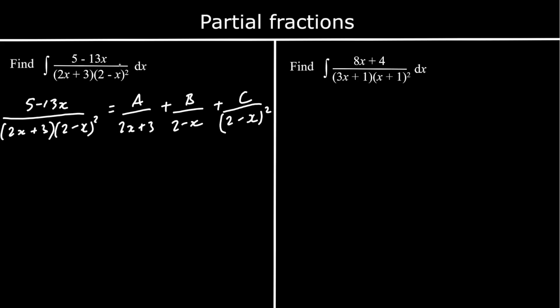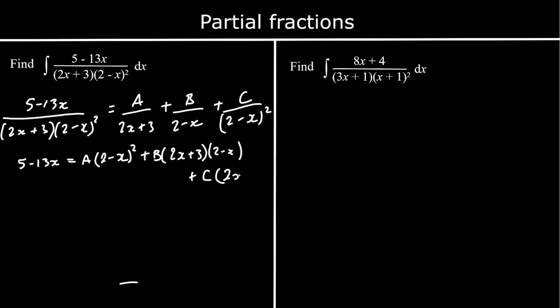So multiply through by the denominator again. We're going to get 5 minus 13x equals a times 2 minus x squared plus b times 2x plus 3 times 2 minus x plus c times 2x plus 3. So we can eliminate a and b by letting x equal 2. So we'll get 5 minus 26, so negative 21, equals 7c. So c is negative 3.